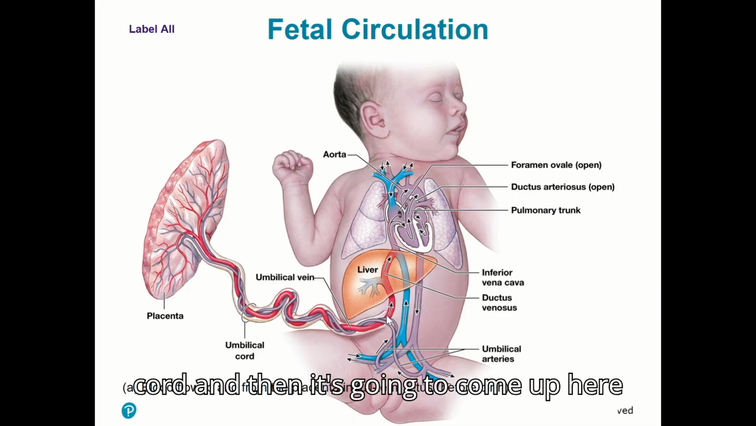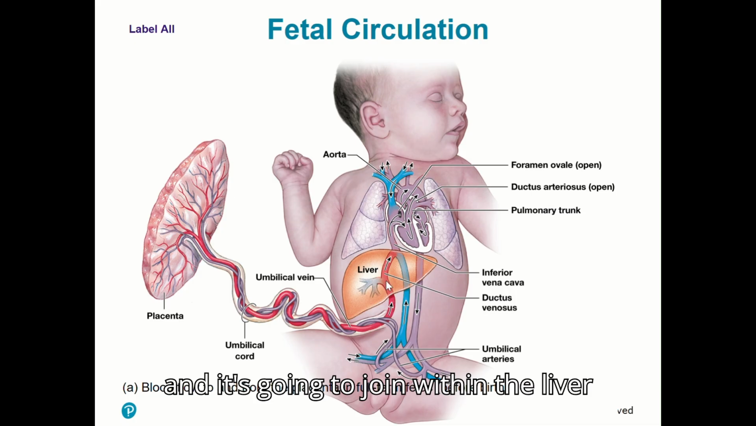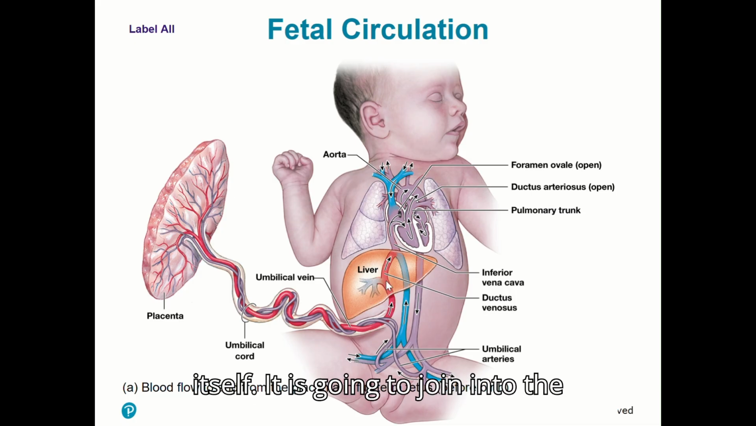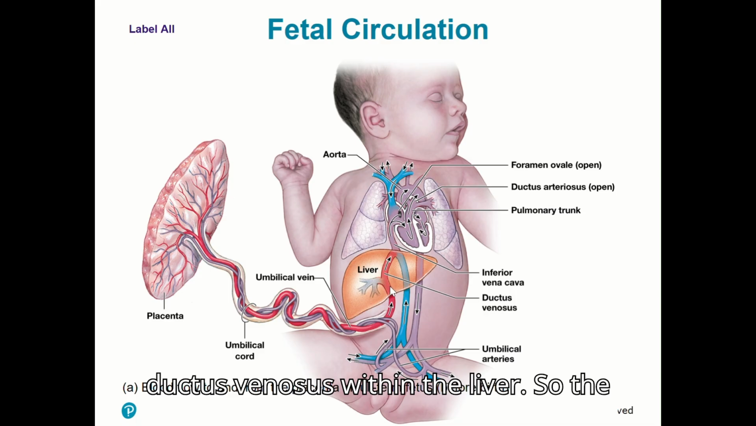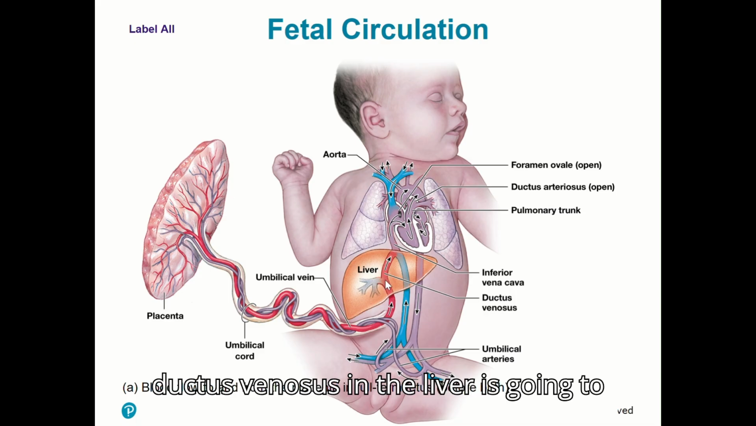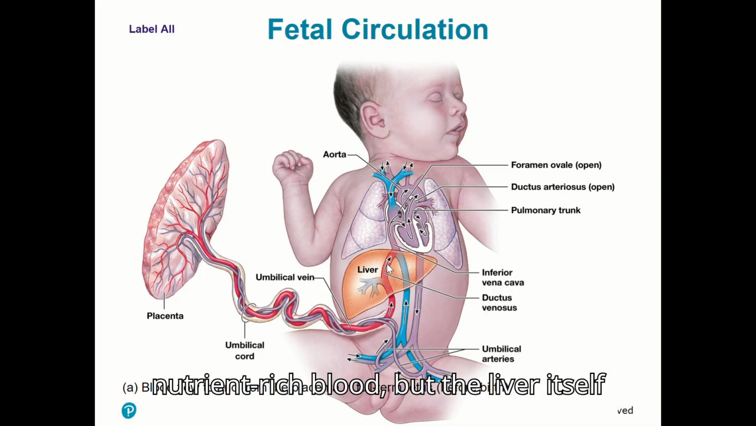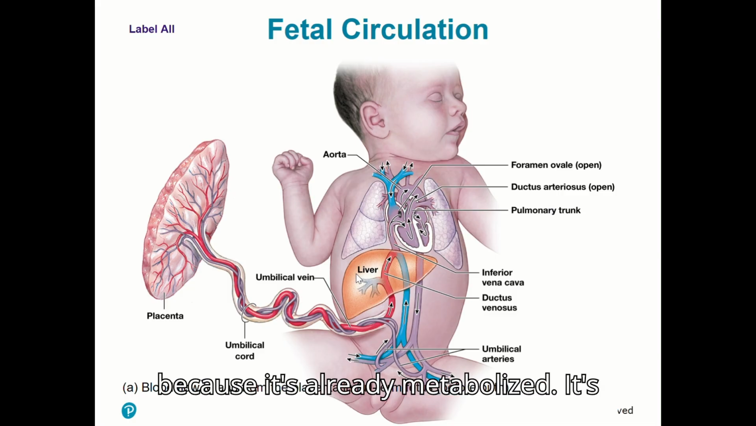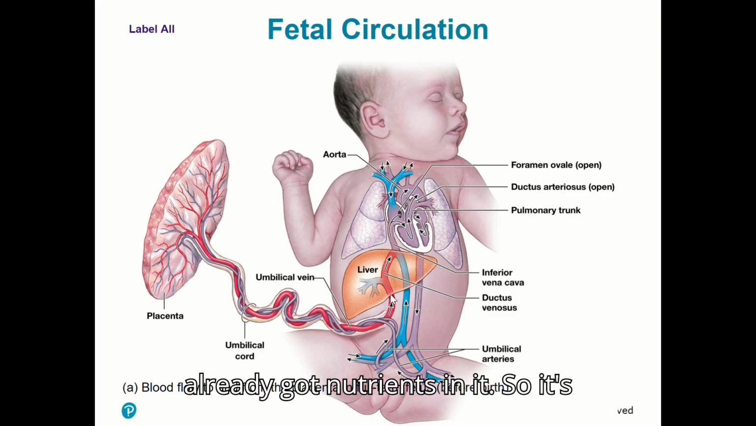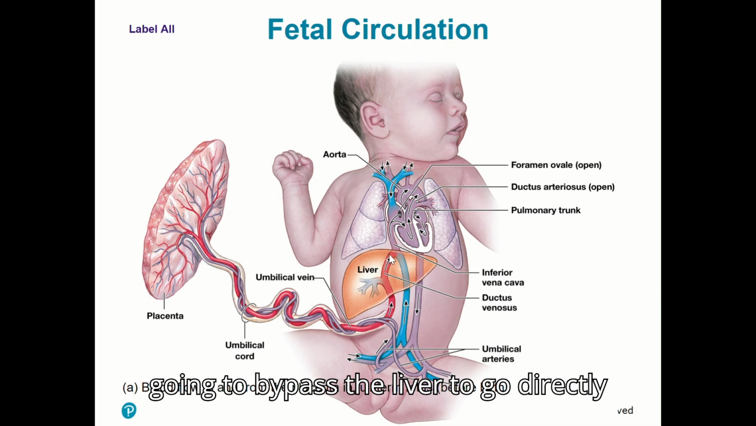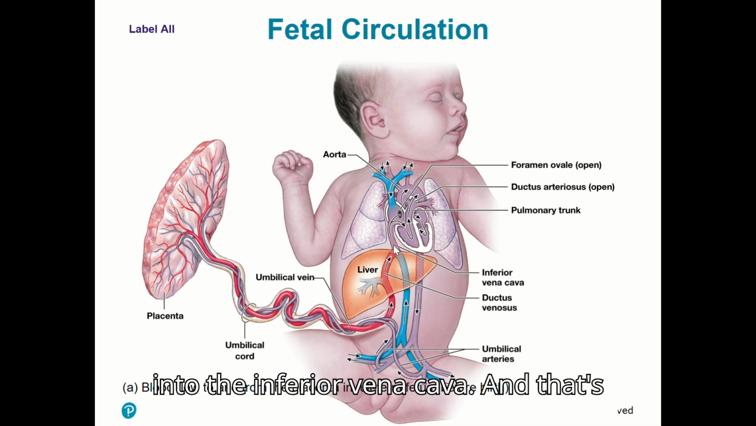then it's going to come up here and it's going to join within the liver itself. It is going to join into the ductus venosus within the liver. So the ductus venosus in the liver is going to deliver all of that oxygen-rich, nutrient-rich blood, but the liver itself doesn't need to do anything with it because it's already metabolized. It's already got nutrients in it. So it's going to bypass the liver to go directly into the inferior vena cava.